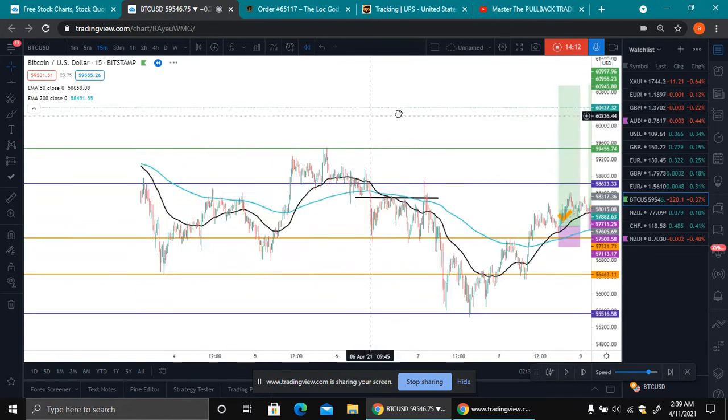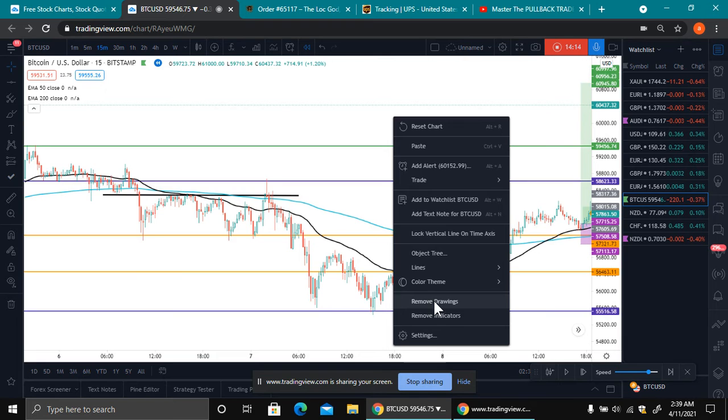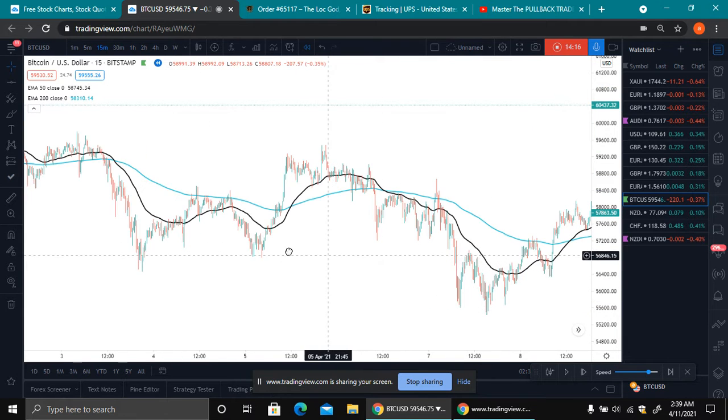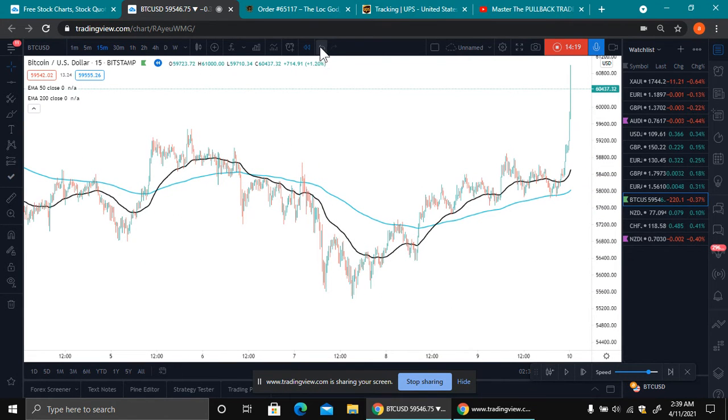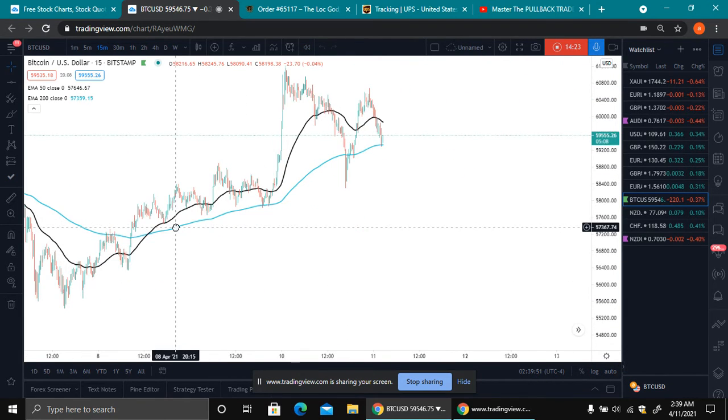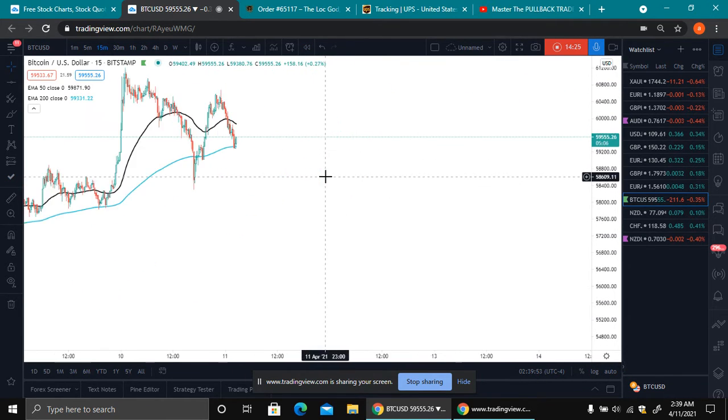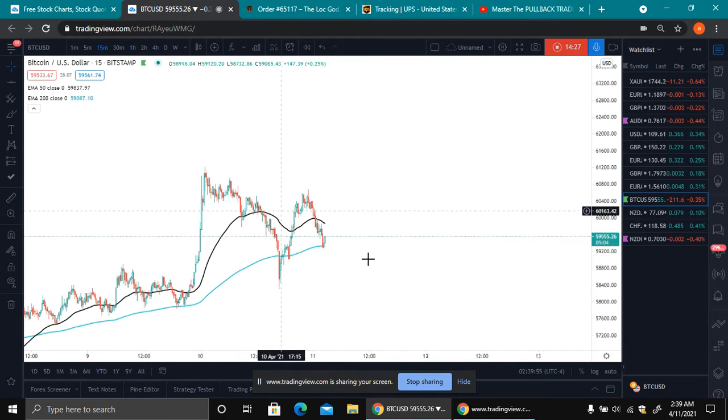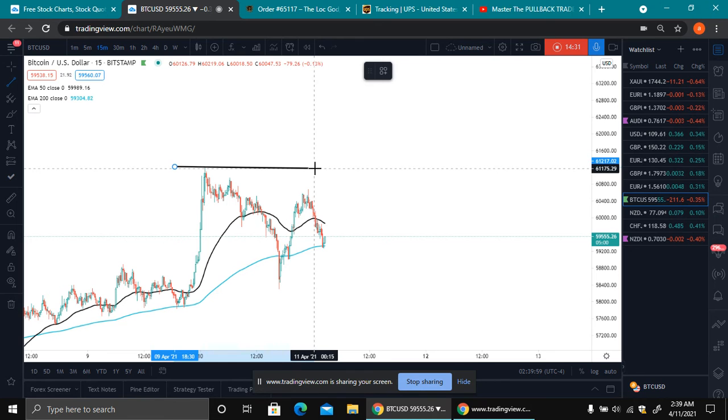Let me just go ahead and show y'all some sales real quick. Let's go ahead and remove these drawings out the way. Let's go ahead and back everything up. So actually, yeah, in this zone right here, I'm actually in this trade right now for a sell. I seen the resistance zone here.